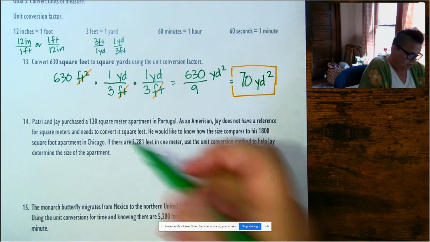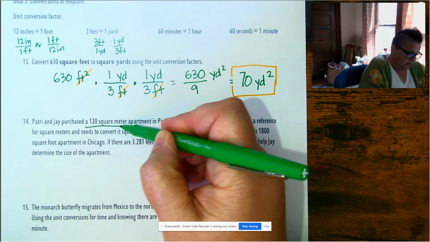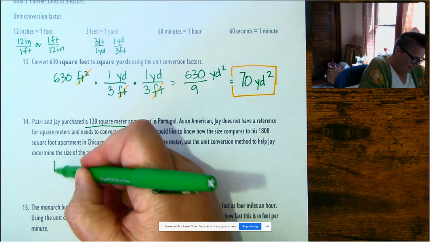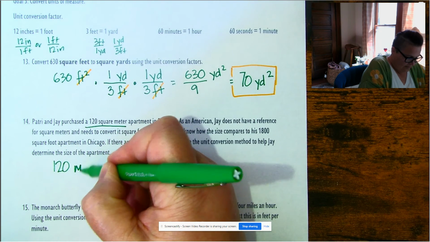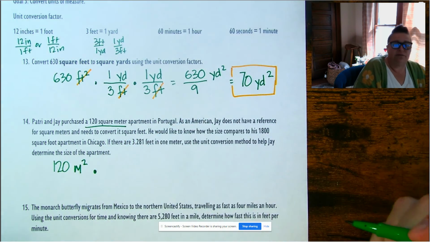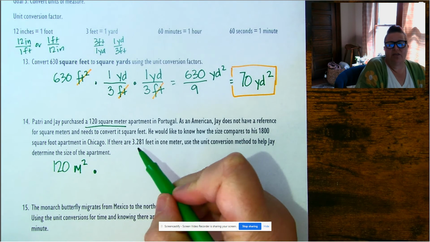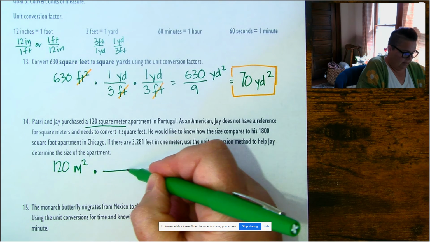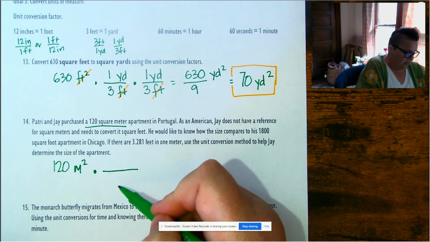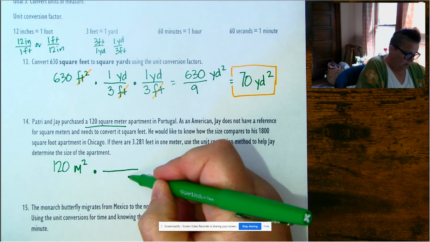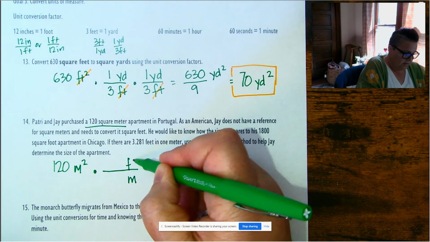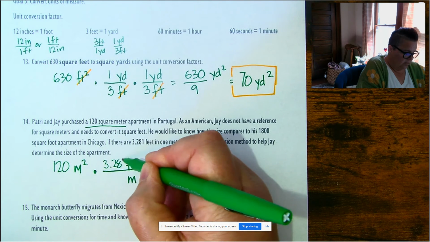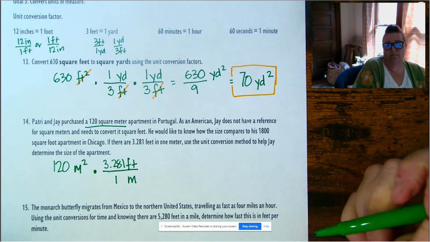So we're going to start with the 120 square meter apartment. And we want to convert it using 3.281 feet in 1 meter. Since the meters are what we're trying to get away from here, we're going to put meters on the bottom and feet in the numerator. There are 3.281 feet in 1 meter.